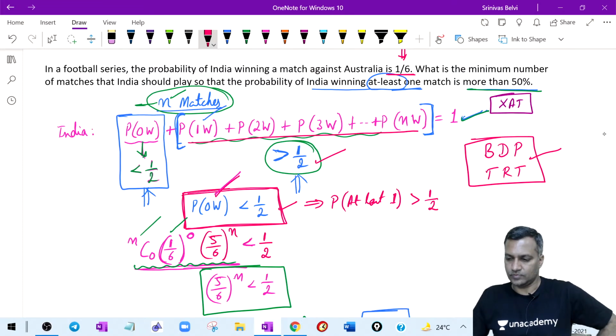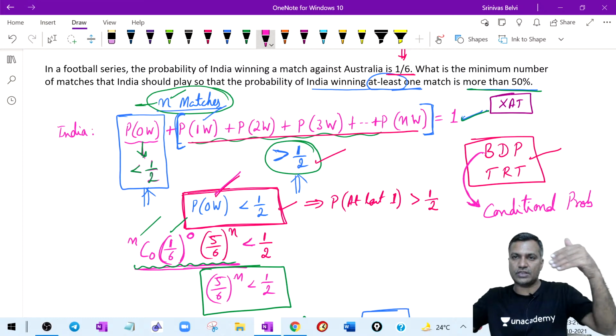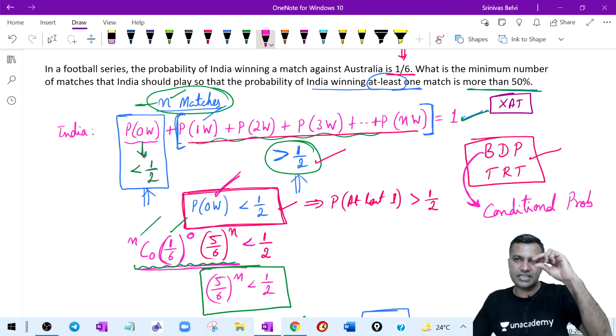Clear? This part is clear? Okay, in the next lecture, we apply this binomial distribution of probability with conditional probability. That is the next one, which kind of comes in the exam. We will put binomial distribution of probability along with conditional probability and scale to the next level.